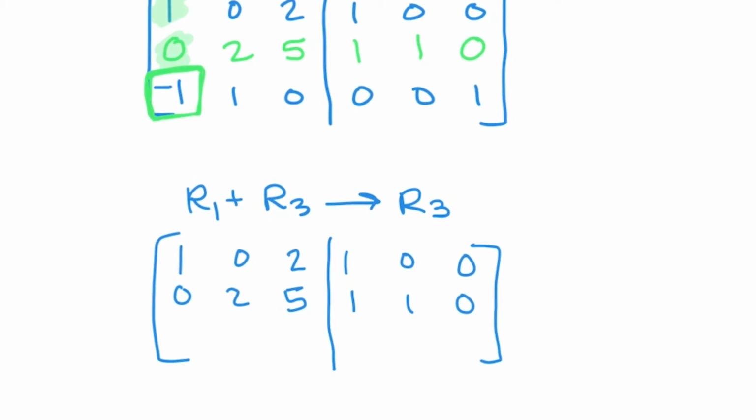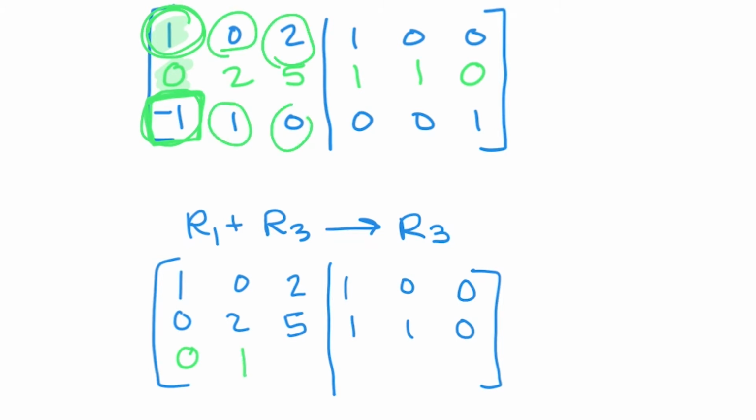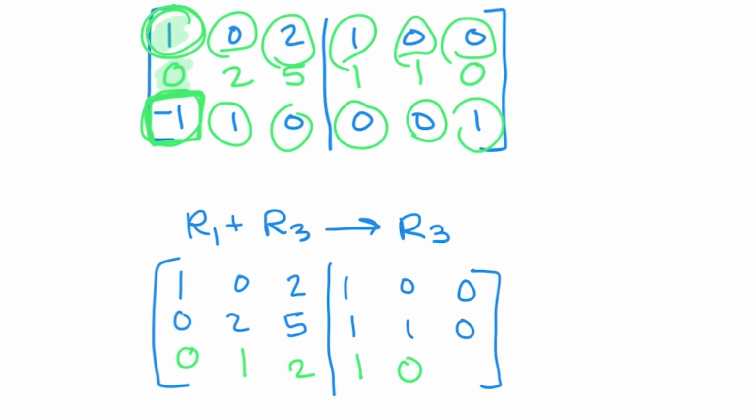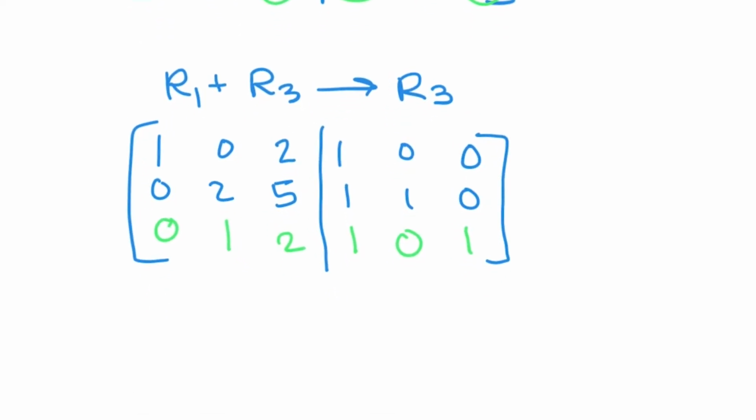And then to get the third row, we're going to look at the previous matrix and add the terms in rows 1 and 3 together. So 1 and negative 1 is 0. 0 and 1 is 1. 2 and 0 is 2. 1 and 0 is 1. 0 and 0 is 0. 0 and 1 is 1. So now we have the first column as what we want it to be. We have 1, 0, 0 in that first column.